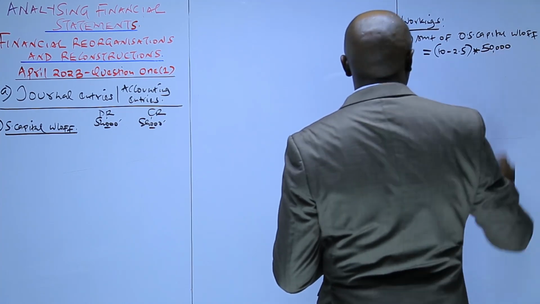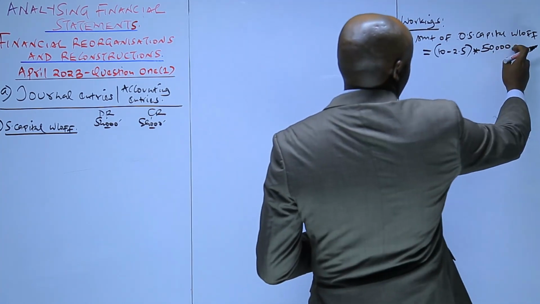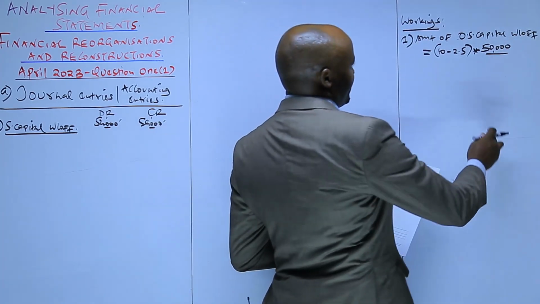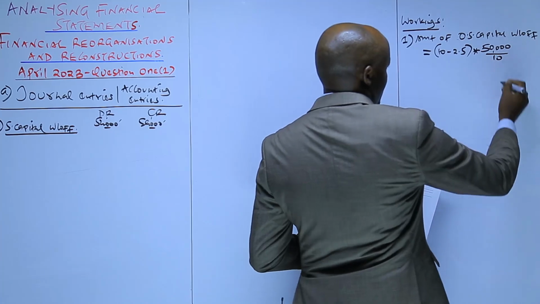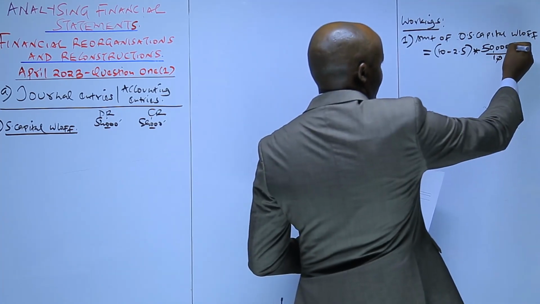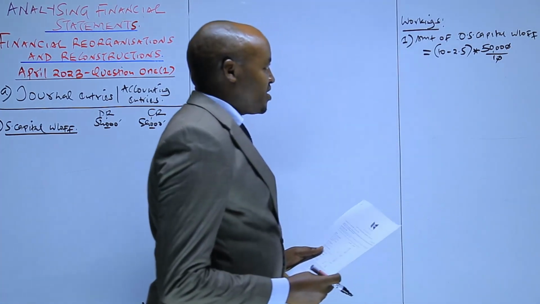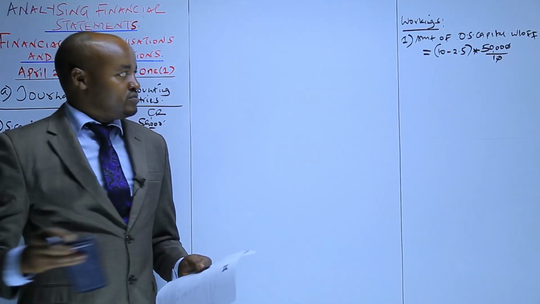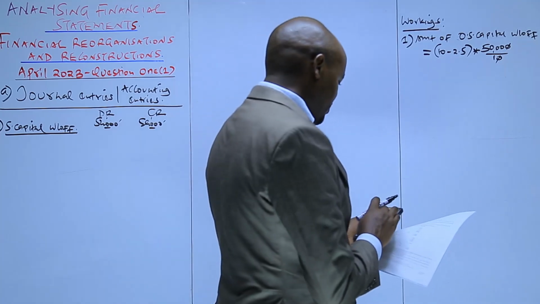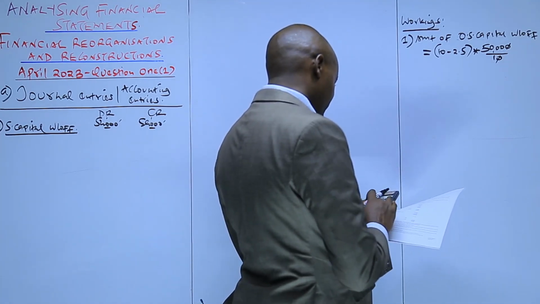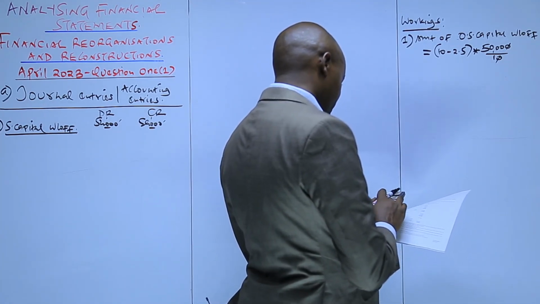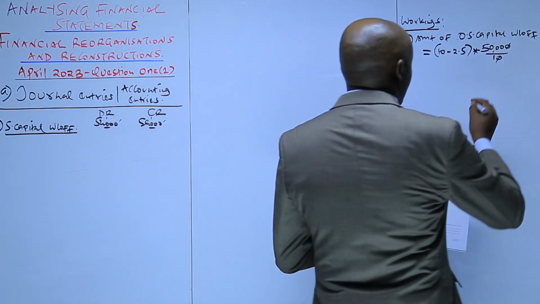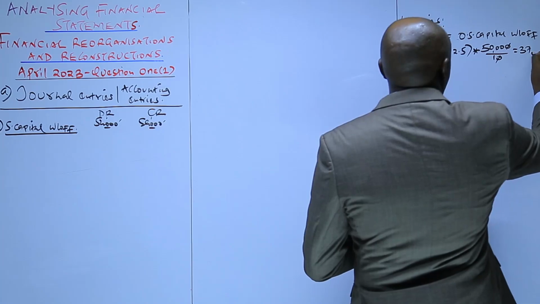So how do we get the number of ordinary shares issued by the company? We take the company's ordinary share capital from the statement of financial position. We divide that by the par value per share, which is 10. So this will give us 5,000 shares, and those are the shares which were issued by the company. So therefore, what we need to do is basically to multiply that with the amount to be written off per share, which is 7.5, times 5,000. So that will give us an amount of 37,500.